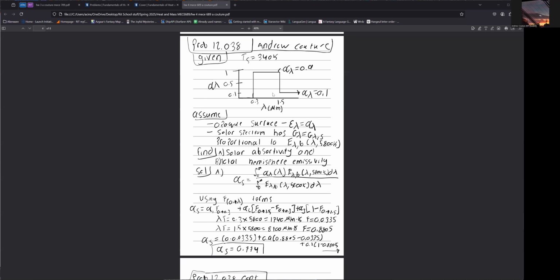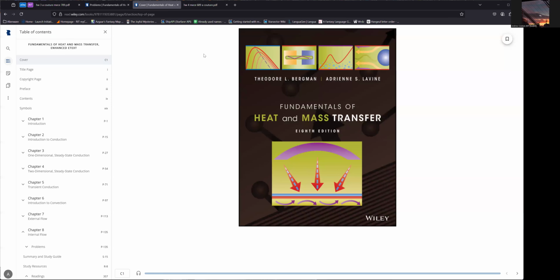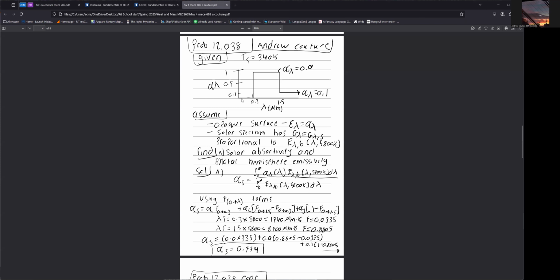Hello, my name is Andrew Kucher, and I'm going to be solving problem 12.38 from Fundamentals of Heat and Mass Transfer by Bergman and Levine. For this problem, as you can see in my graph, we're essentially given a spectral chart of the irradiation happening to an opaque surface. We're given the temperature of the surface, but aside from that, not much else.